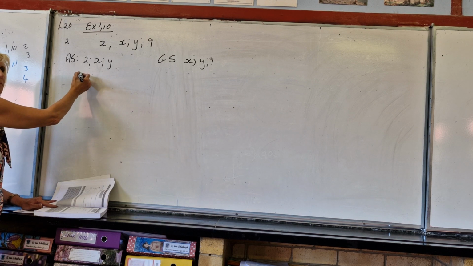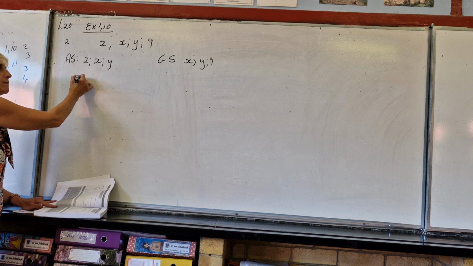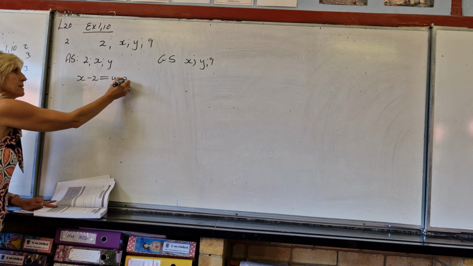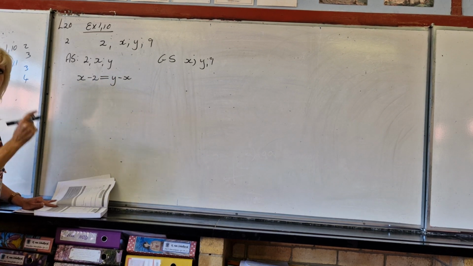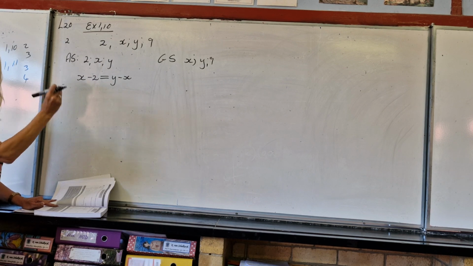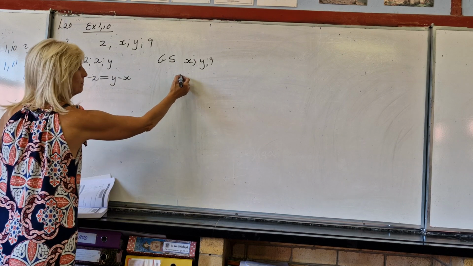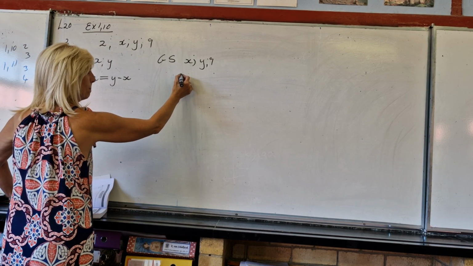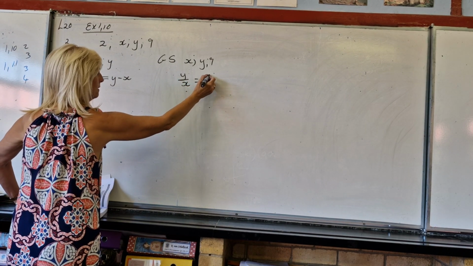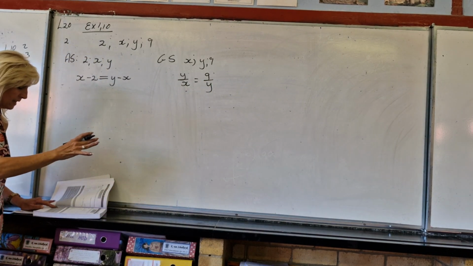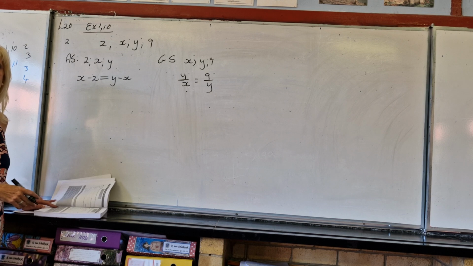So what do I know? x minus 2 is equal to y minus x. For sure. That's with the mark, knowing what to do with arithmetic. For geometric, what do we do? Common ratio. So, y divided by x equals 9 divided by y. The question is, if this is the case, determine x and y if they're both integers. That's important, if they're both integers.